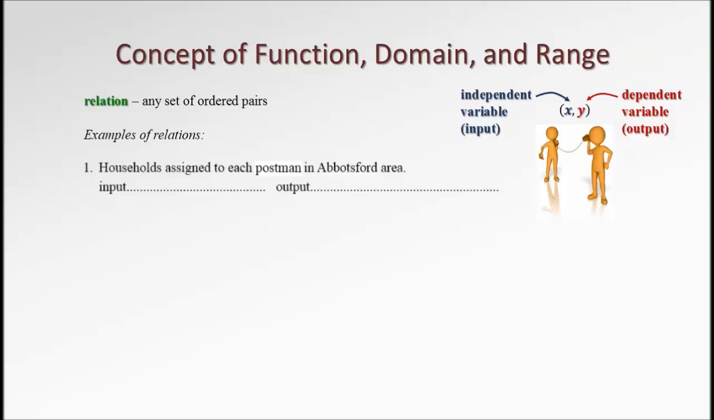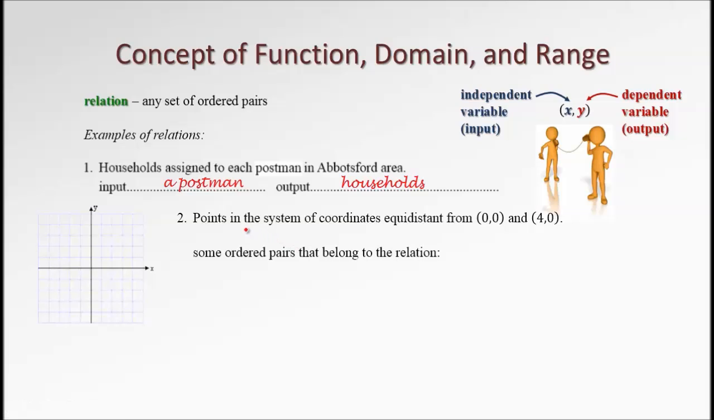For instance, households assigned to each postman in the Abbotsford area. So what would be the input and what would be the output? Remember, output depends on the input. Since we assign households to each postman, the input is a postman and the output is the households that are assigned to him or her. Notice that in this relation we may have lots of households assigned to one and the same postman.